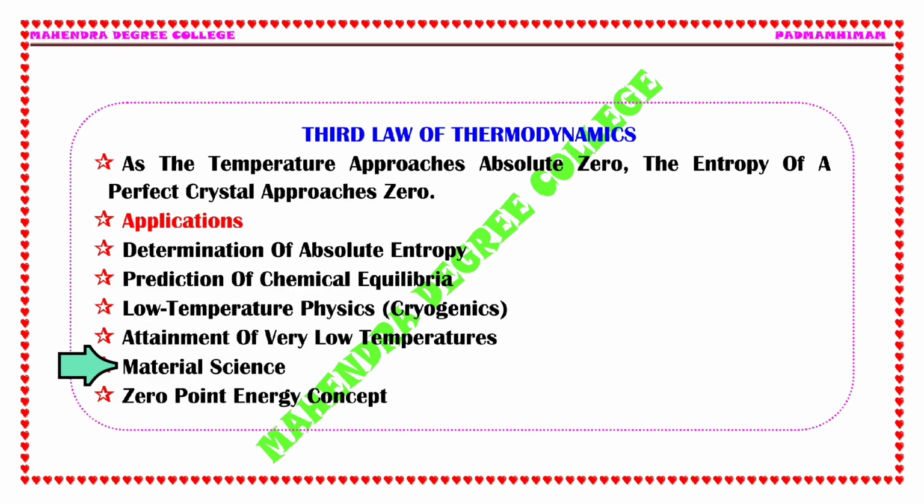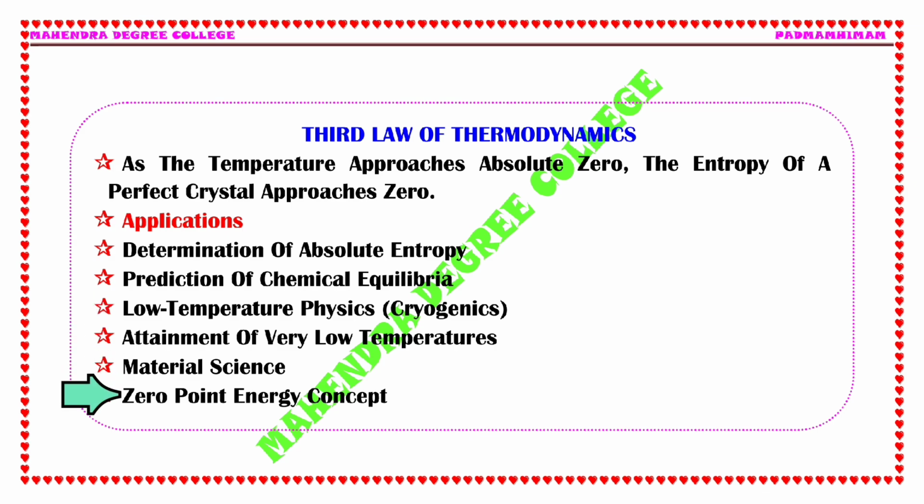Fifth one, material science. This means properties of metals like electrical resistance, magnetism, and thermal expansion change at low temperatures. The third law helps scientists design superconductors, semiconductors, and magnetic materials.